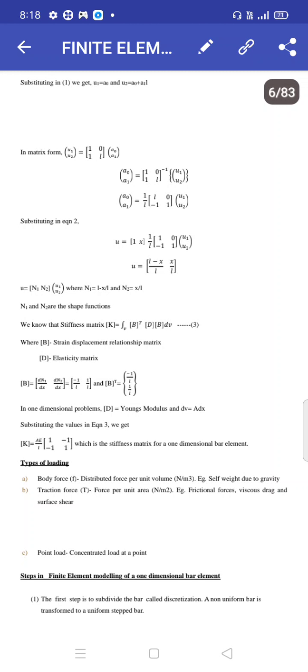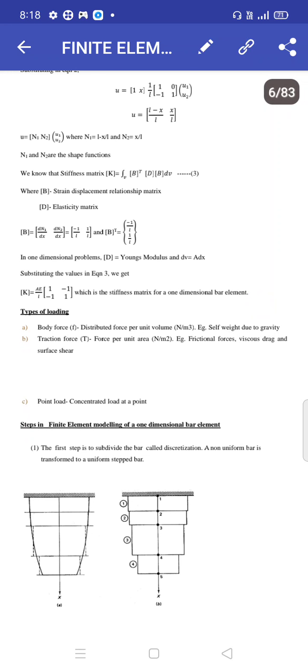So the B matrix is equal to dN1 by dx, dN2 by dx, which is equal to minus 1 by L, 1 by L, and B transpose is equal to minus 1 by L, 1 by L. For one dimensional problems, D is equal to Young's modulus and dV is equal to A into dx. So we get the stiffness matrix equal to AE by L, [1, minus 1; minus 1, 1], which is the stiffness matrix for a one dimensional bar element.